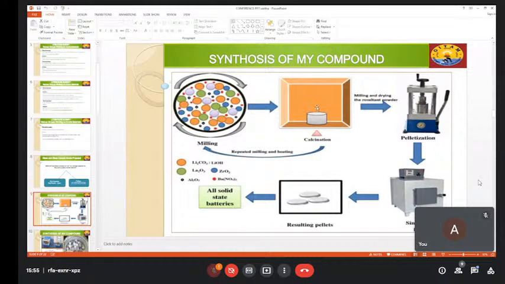We apply calcination, which is a high temperature treatment. After collecting the samples, we do pelletization, then collect the pellets for sintering. Sintering is a heat treatment up to 700 to 800 degrees centigrade. The final resulting pellets are 10 millimeters in size. So this is the synthesized compound.